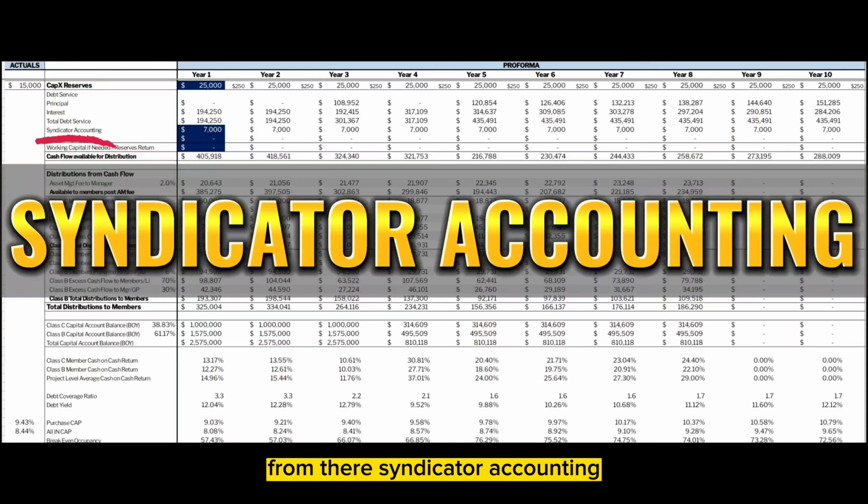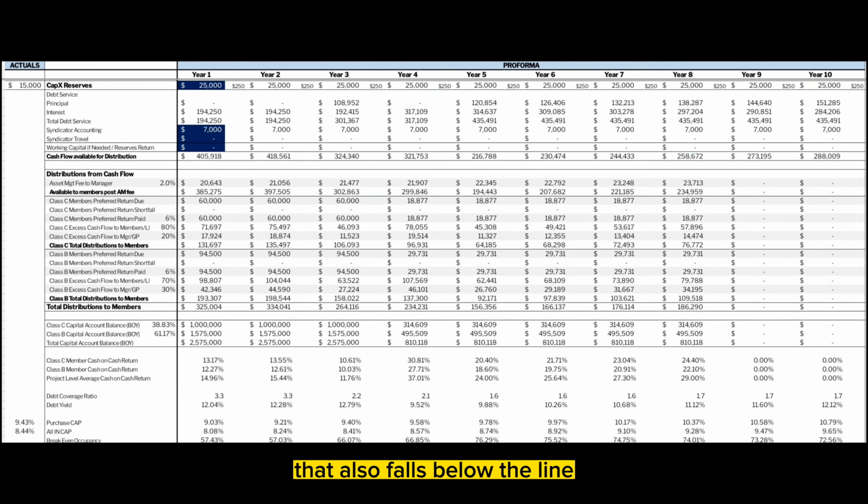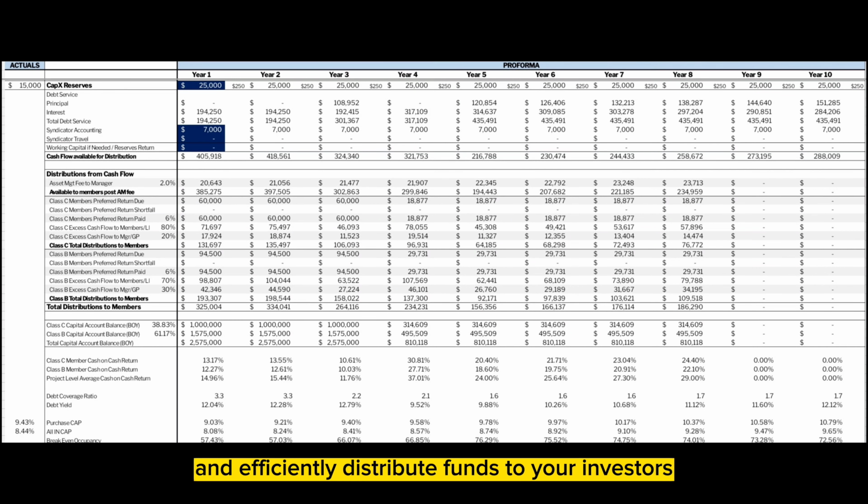From there, syndicator accounting. If you are doing a syndication for one of these larger properties, that also falls below the line. Obviously, to meet the SEC guidelines and efficiently distribute funds to your investors, and the tracking that goes into account there with the accounting software, that's going to be an expense that you want to make sure you're taking into account, but not subtracting out of your net operating income.